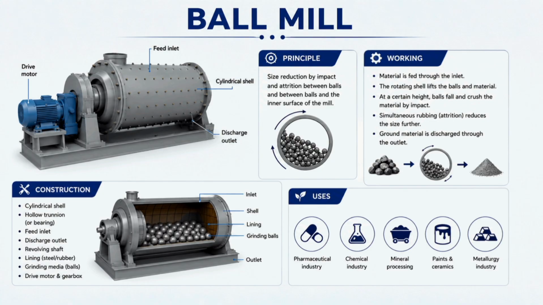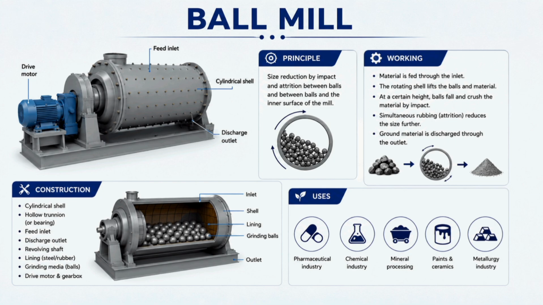The next type of method is combining impact and attrition. The mechanisms of impact and attrition can be combined in a mill to get a better result. The following are the mills in which size reduction is done by impact and attrition: ball mill and fluid energy mill. So we will see about the ball mill now. The principle of the ball mill is that it mainly works on impact and attrition, as we already discussed. The balls inside the rotating chamber produce the grinding action.